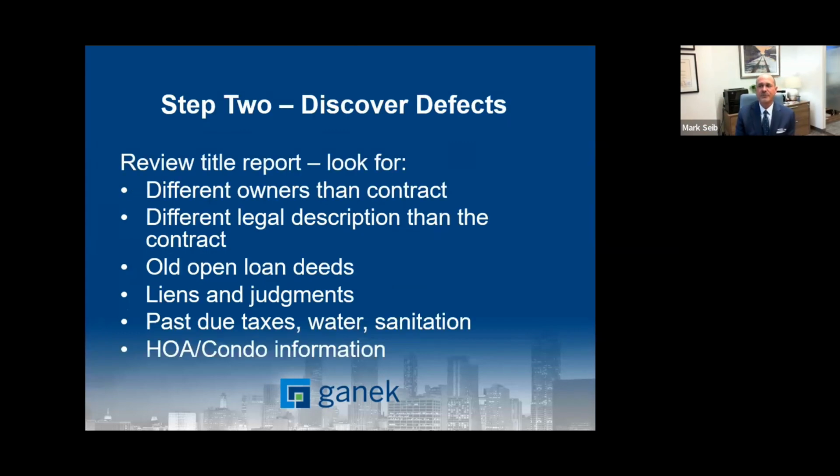All right, step 2, discover the defects. So we're going to review the title report and look for different owners other than what's shown on the contract. And that's always step 1 for us. We look at the contract and we compare it with who our title examiner has come back and told us is the record owner of the property. And unfortunately, we are often finding that those 2 things don't match. And that may be surprising to some of those out there in the audience.